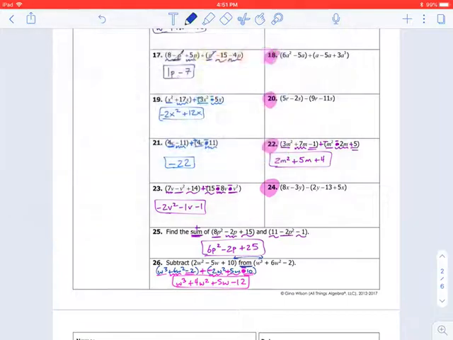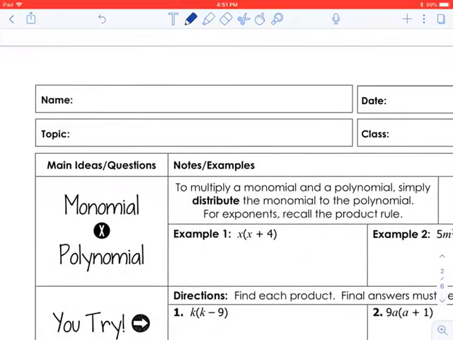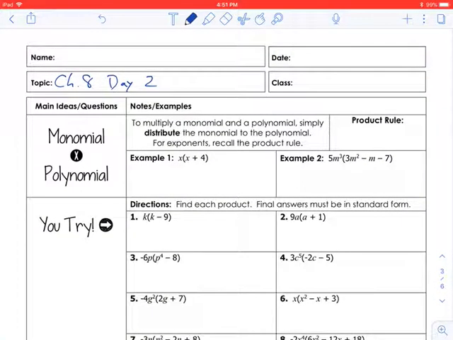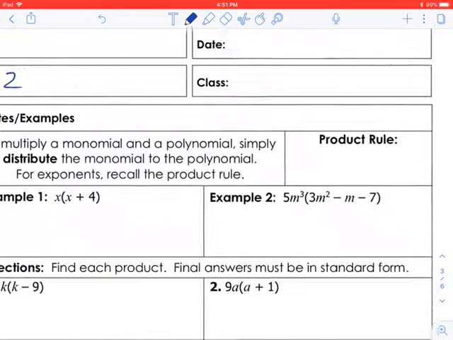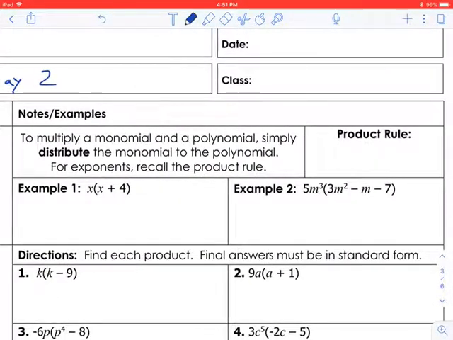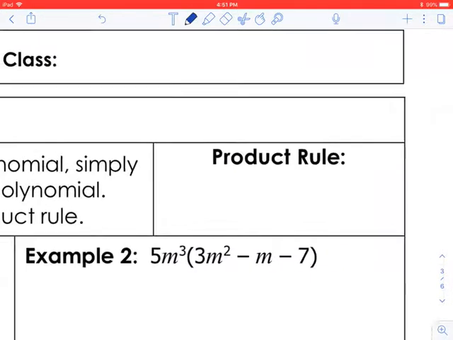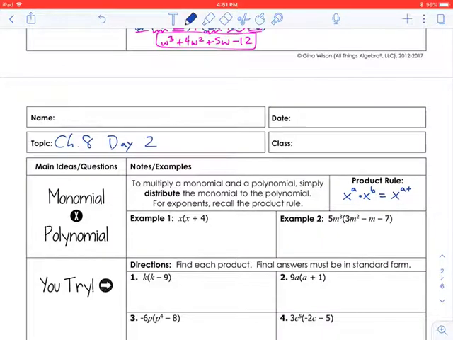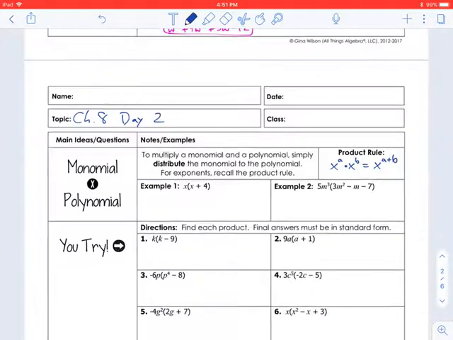And now we're going to look at multiplying. Okay? So this is chapter 8, day 2. Okay? So a monomial times a polynomial. There's a product rule. Okay, so to distribute the monomial, you might have to use the product rule, which means if you have like x to the a power times x to the b power, your answer is going to be x to the a plus b. So basically, when you multiply a power times a power, you're adding the exponents.